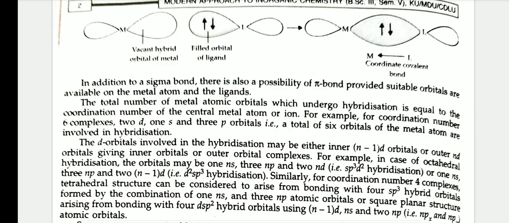The total number of metal atomic orbitals which undergo hybridization is equal to the coordination number of the central metal atom or ion. For example, for coordination number 6 complexes, 2d, 1s and 3p orbitals, that is a total of 6 orbitals of the metal atom, are involved in hybridization. The d orbitals involved in the hybridization may be either inner (n-1)d orbitals or outer nd orbitals, giving inner orbital or outer orbital complexes. For example, in the case of octahedral hybridization, the orbitals may be 1 ns, 3 np and 2 nd, that is sp3d2 hybridization, or 1 ns, 3 np and 2 (n-1)d, that is d2sp3 hybridization.